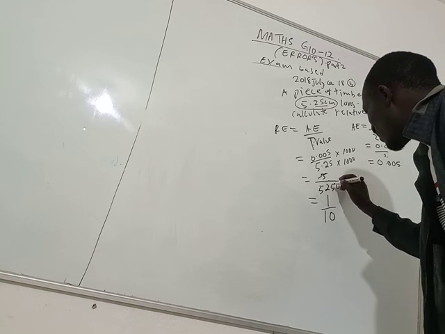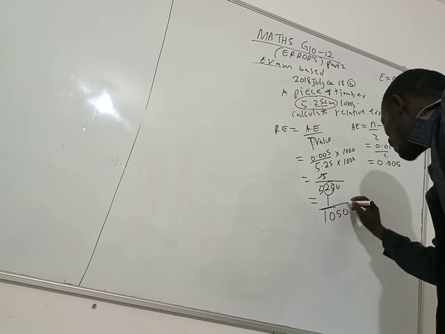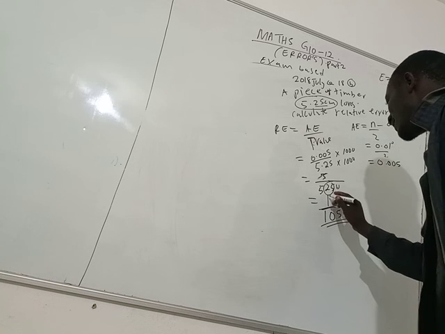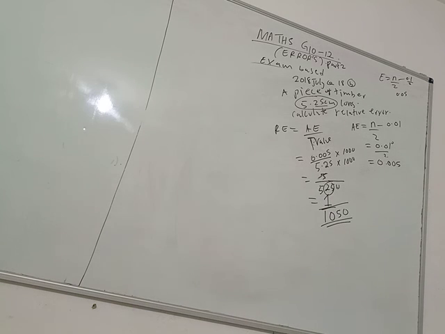Then 5 into 25 gives me a 5. 5 into 0 gives me a 0. So 1,050 is the answer. Then it is done for that one. Okay.